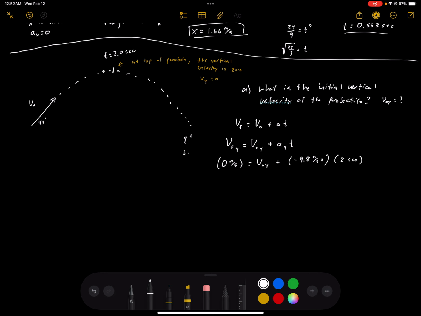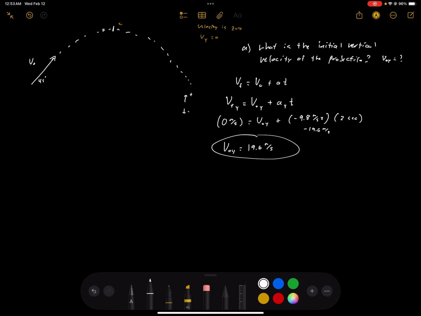And let's just calculate that. 9.8 times 2 is negative 19.6, right? So that's how much my velocity changes, 19.6 meters per second. And then I'm just going to move that over to the other side of the equation, because I have 0 on the left-hand side. So the initial velocity in the y direction is 19.6 meters per second for this example.